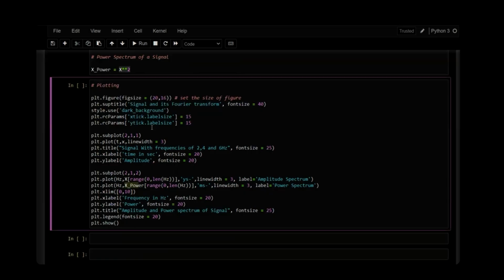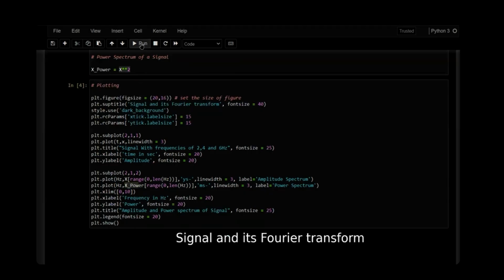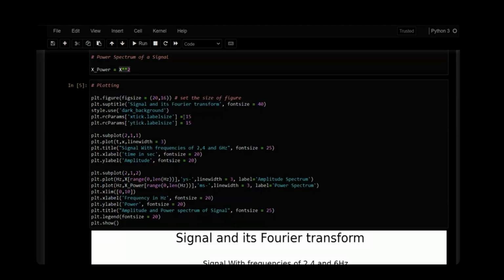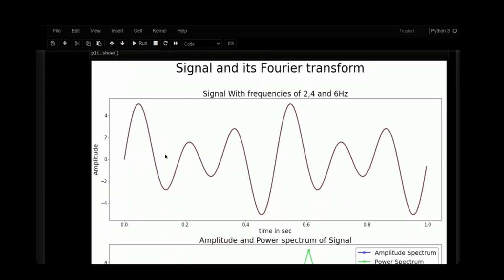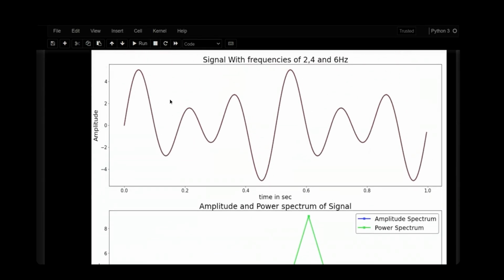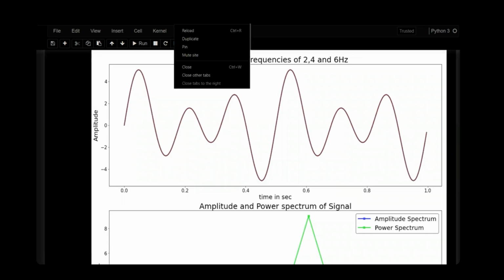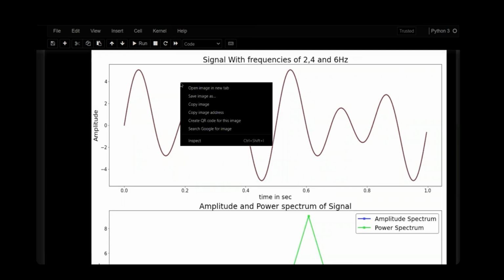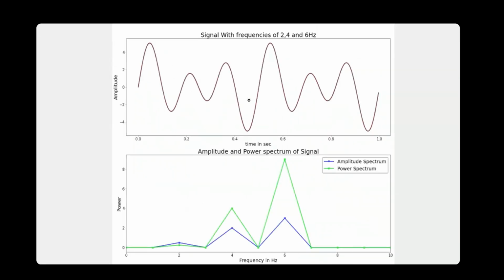Now, we are going to plot. For plotting, we are plotting x, our original signal, against time. Then we are plotting x amp, the amplitude spectrum, and then x power, the power spectrum. Let us run this cell to plot these values and see what we get. We have obtained a signal with frequencies 2, 4, and 6 Hertz, and we have the amplitude spectrum and the power spectrum. Let us open this in a separate window so that we can understand it very clearly.